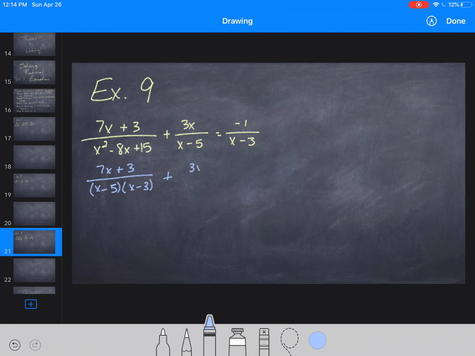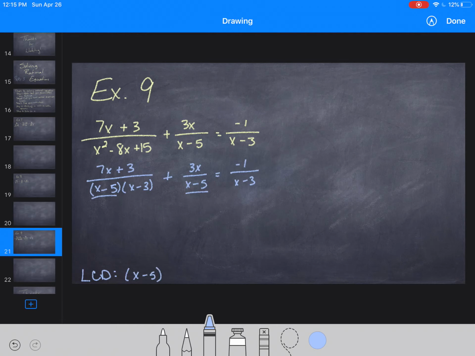I end up with 7x plus 3 all over x minus 5 times x minus 3, plus I have my 3x all over my x minus 5 is equal to my negative 1 all over my x minus 3. My second step says to write my least common denominator.